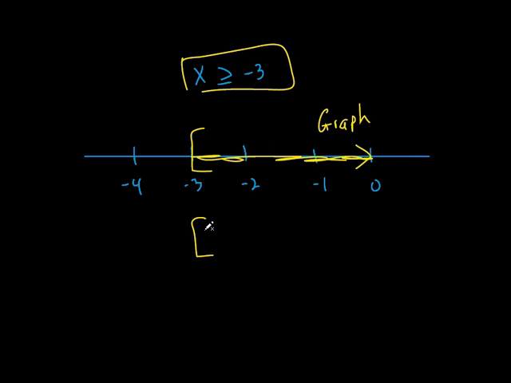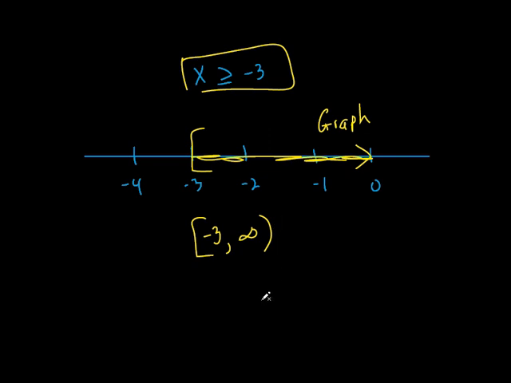Where do we start? -3, and we put a comma, and we go all the way to where? Positive infinity, right? Because it keeps on going forever, doesn't it? So we put a positive infinity. What kind of a symbol do we put at positive infinity? Put a parentheses, because remember, at infinity, you can never get there. It's always open at infinity.